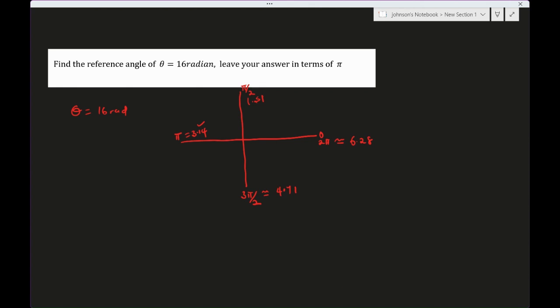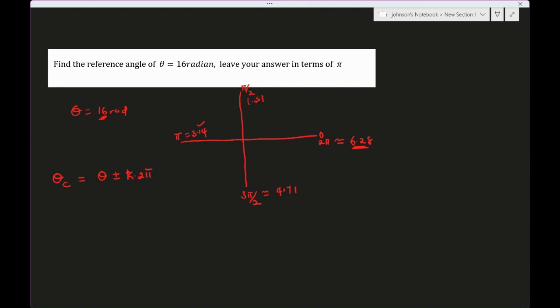Now, if you look at this 16, you see 16 is even bigger than 2 pi, which is just 6.28. So it means first we need to find the coterminal. And remember the formula for coterminal: theta plus or minus k times 2 pi. This is how to find coterminal.